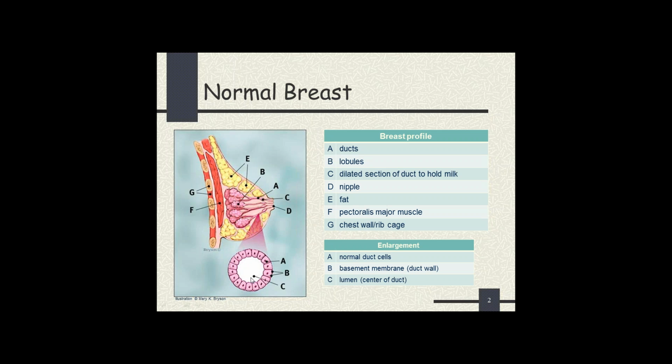And the microscopic view of a duct is shown here. It is one cell layer thick in the small area and has a basement membrane which keeps it from the rest of the tissue in the breast, or the stroma. And there is a lumen, which is a hole, and this is cut in cross-section, so this is basically a tube.